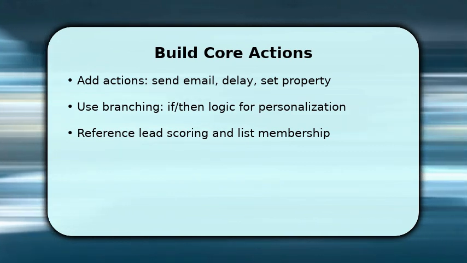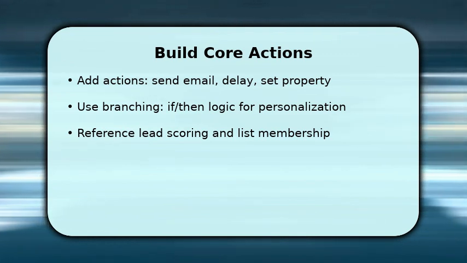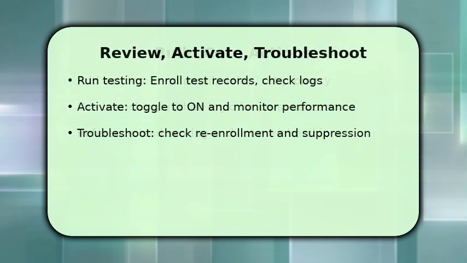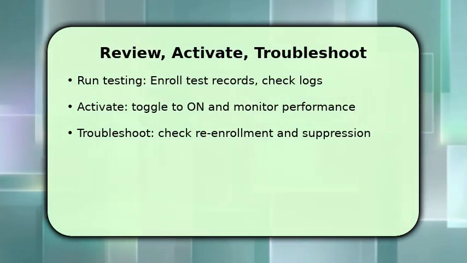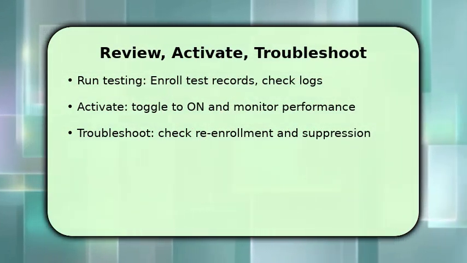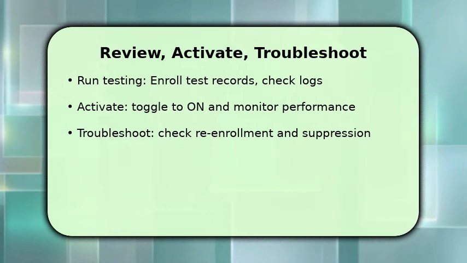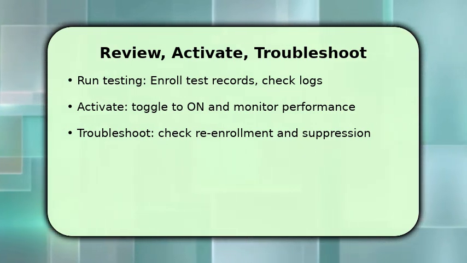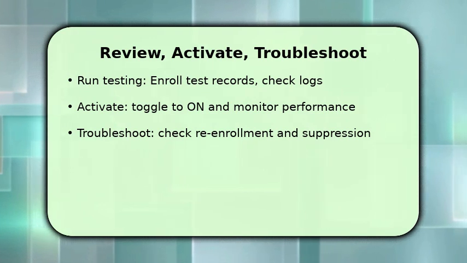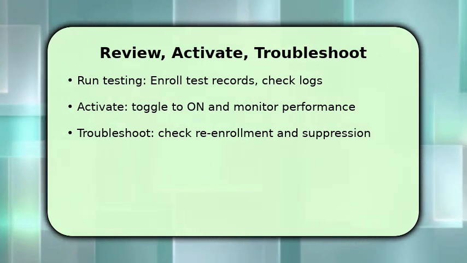Once complete, test each branch with sample contacts to confirm paths and timing behave as expected. You finish by reviewing and activating. Run through the test enrollments and watch the workflow history to validate each step. When satisfied, toggle the workflow to on and monitor early performance metrics like sends, opens, and property updates.